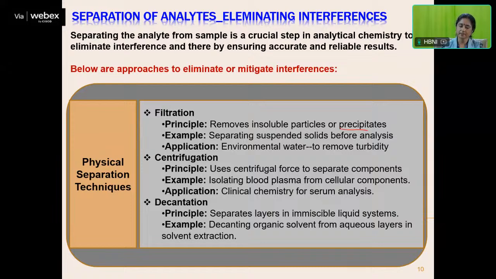Now centrifugation uses centrifugal force to separate components. This isolates blood plasma from cellular components, and it is very much useful in the case of clinical chemistry for serum analysis. Then decantation separates layers in immiscible liquid systems. An example is decanting organic solvent from aqueous layers in solvent extraction.